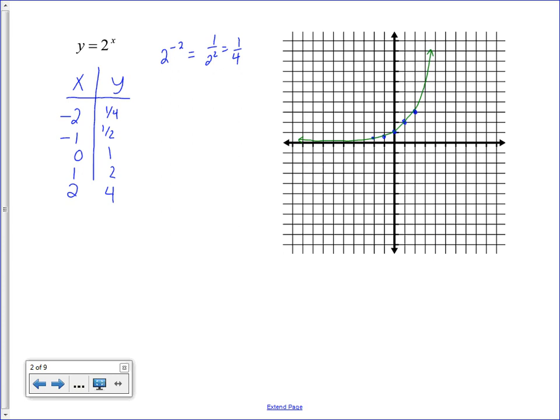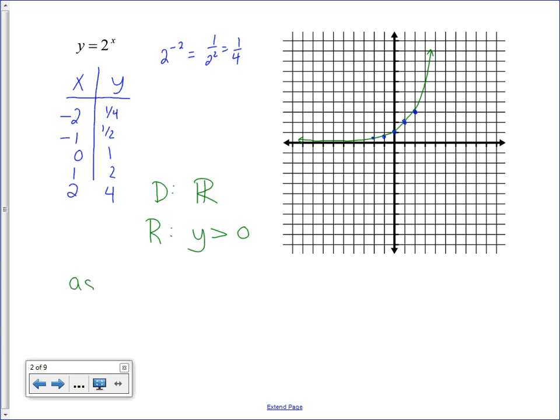The domain for this function goes left and right forever, so this will be all real numbers. The range for this function, however, is restricted because it doesn't go negative. None of my y values could be negative. Our range is that our y values are greater than 0, not greater than or equal to. We never obtain a y value of 0 here, so just greater than 0.